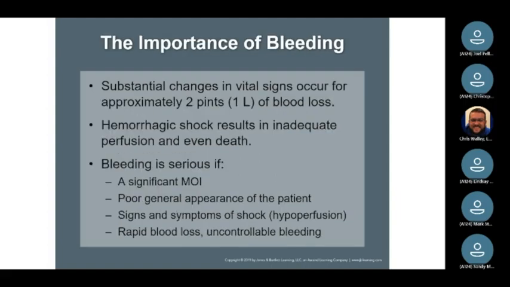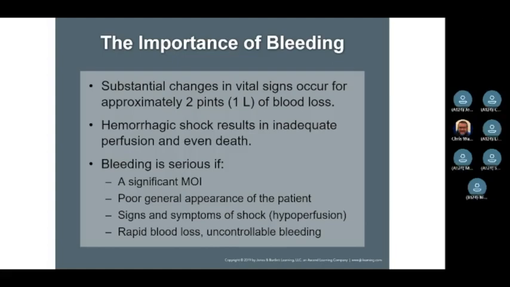All right, the importance of bleeding. If the typical adult loses more than approximately 2 pints, which is 1 liter of blood, substantial changes in the vital signs occur. The heart rate and respiratory rate will increase and the blood pressure decreases. The same effect is seen with smaller amounts of blood loss in infants and children. Hemorrhagic shock is a condition in which low blood volume results in inadequate perfusion and even death.